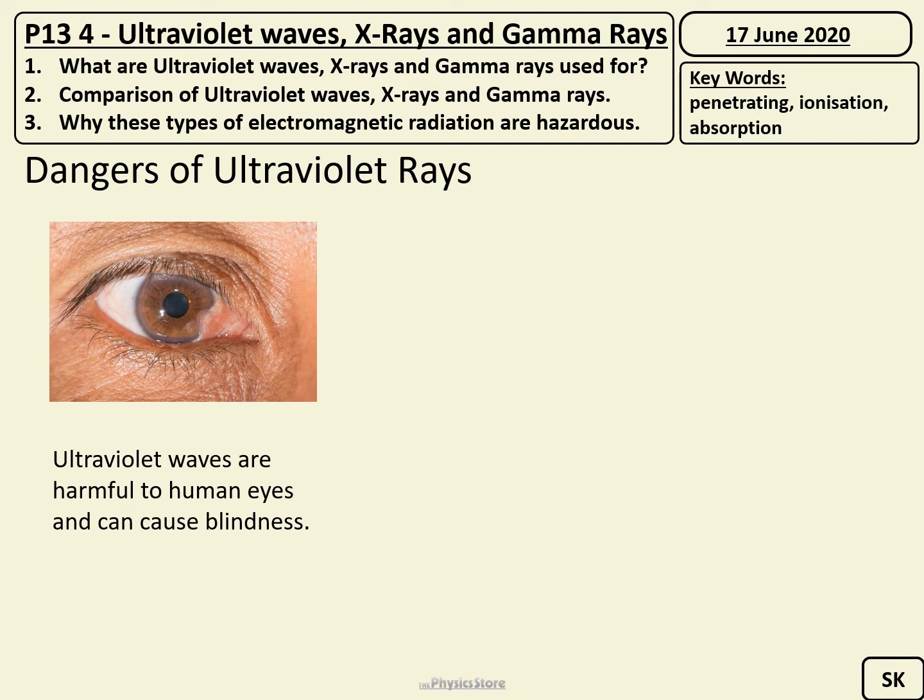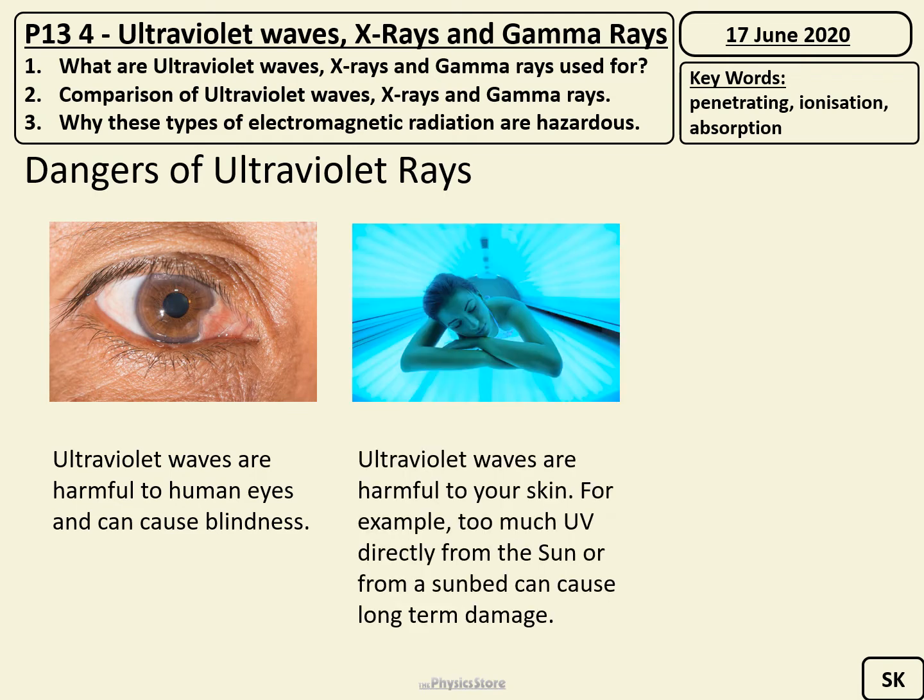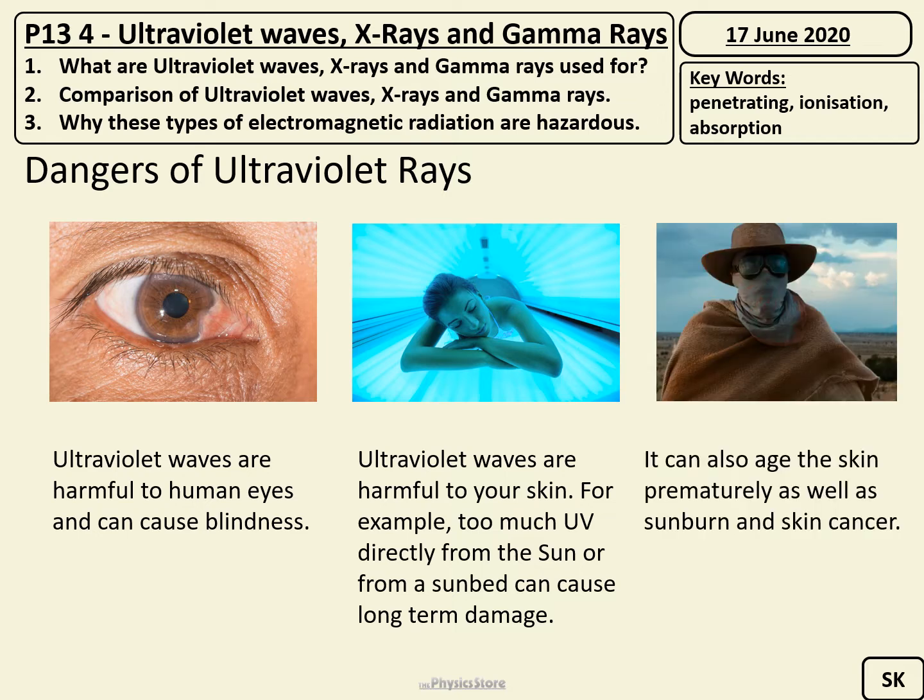Dangers of ultraviolet rays. Ultraviolet waves are harmful to human eyes and can cause blindness. Ultraviolet rays are harmful to your skin. For example, too much UV directly from the sun or from a sunbed can cause long-term damage. It can also age the skin prematurely, as well as cause sunburn and skin cancer.